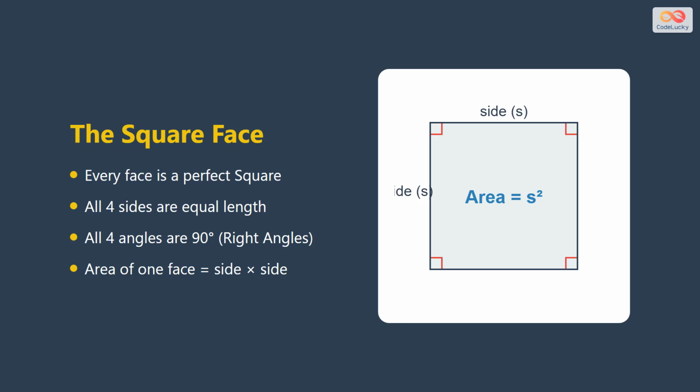The defining feature of a cube is its face. Every single face is a perfect square. This means all 4 sides of the face are equal, and all 4 corners are right angles, measuring 90 degrees. The area of just one of these faces is the side length multiplied by itself, or side squared.